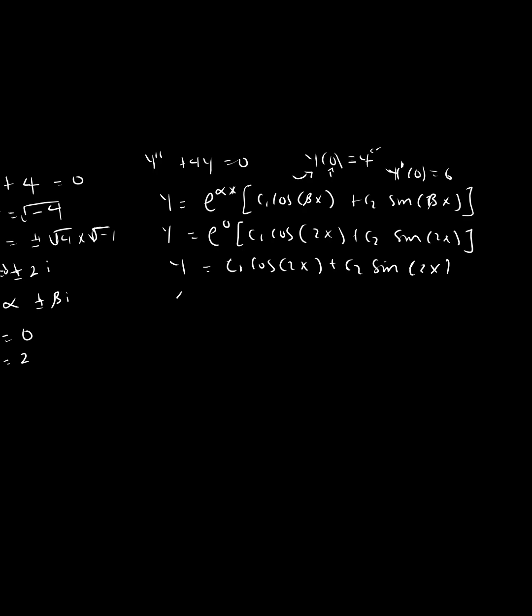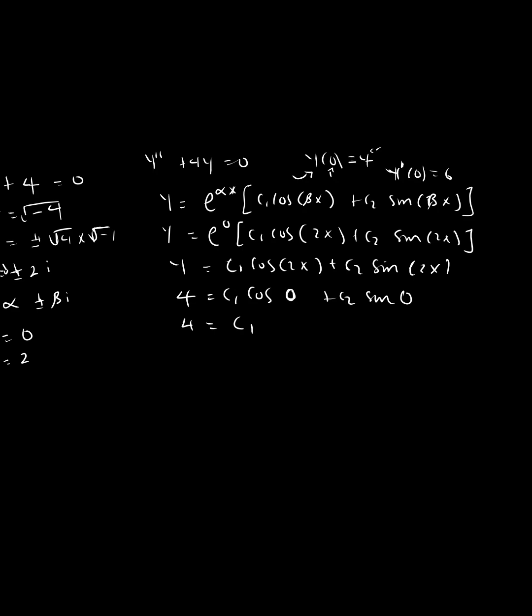So now we're going to put 4, then we're going to have c1 cos 2 times 0, which is 0, plus c2 sine 0. Sine 0 is 0, cos 0 is 1. So we're going to have 4 is equal to c1 times 1, which is c1, plus c2 times 0, which is 0. So c1 is equal to 4.